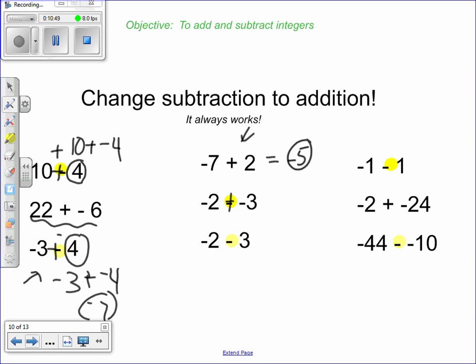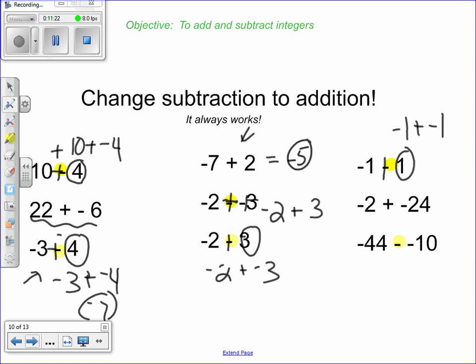This next problem, change subtraction to adding, and then take the opposite of whatever comes next. So the opposite of negative 3 is positive 3. So we get negative 2 plus positive 3. All right, next problem. Subtraction is the same as adding the opposite of what comes next. The opposite of positive 3 is negative 3. So we have negative 2 plus negative 3. Next problem over here is negative 1. Take subtraction, turning it into adding. The opposite of 1 is negative 1. So negative 1 and negative 1.